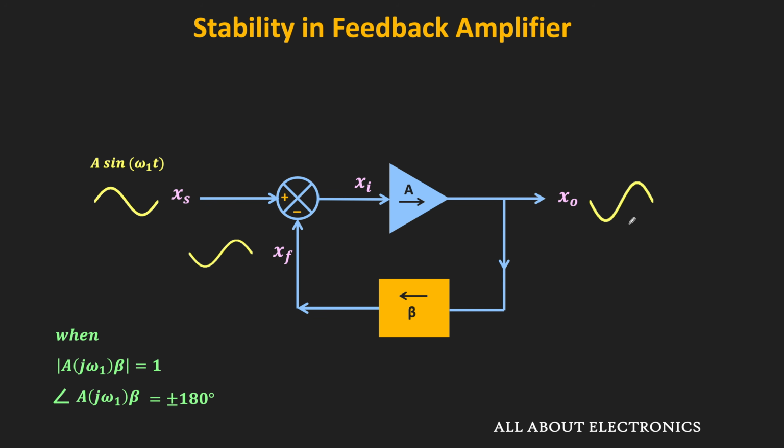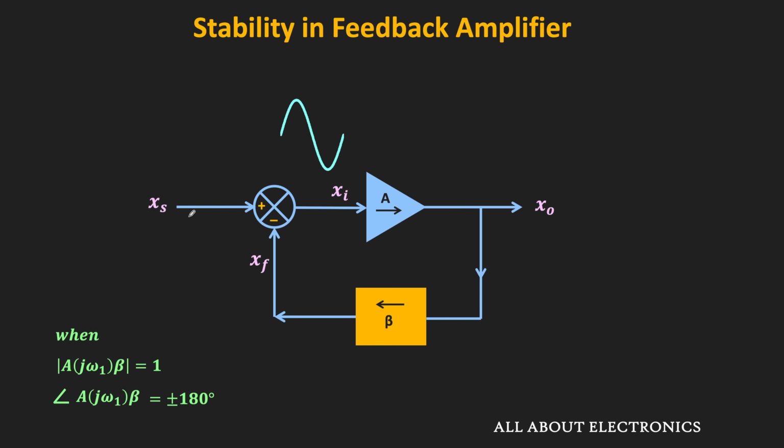So when we just turn on the circuit, this Xi is equal to XS. And after the first iteration, this will be the feedback signal. Now this feedback signal will get subtracted from the source signal. Since the feedback signal is out of phase with the source signal, after the subtraction these two signals will basically get added. And due to that, the input signal to the amplifier will have an amplitude that is 2 times the source signal. So once again, this amplifier will amplify and invert this input signal.